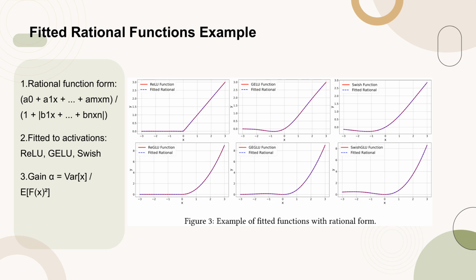The rational function is defined as (a0 + a1x + ... + amx^m) / (1 + b1x + ... + bnx^n). These functions are fitted to common activation functions such as ReLU, GELU, and Swish. The gain alpha, calculated as Var[x]/E[f(x)^2], is a key parameter in maintaining consistent activation scaling. This figure illustrates how rational functions can be tailored to mimic the behavior of established activation functions, providing a visual reference for the fitting process.